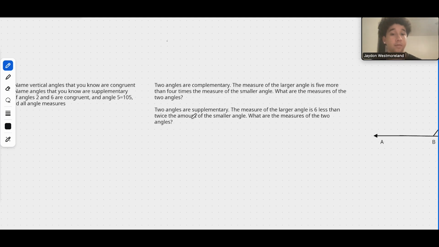So two angles are complementary. What does that mean? It means that they equal 90 degrees. So x plus y equals 90. The measure of the larger angle is 5 more than 4 times the measure of the smaller angle. What are the measures of the two angles? Well, we're not able to solve this right now. The reason why is because I have two variables. I can only solve an equation if it's all based in one variable, because in this case, if I subtract y on both sides, I have no idea what y is either. It's not really helping me, right? So I have to relate these both to each other with the same variable.